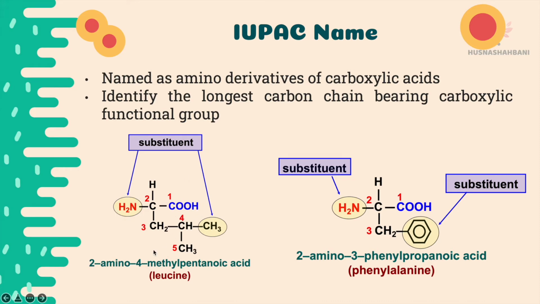So the name of this compound is 2-amino, with amino at carbon number 2, 4-methyl, with a methyl group at carbon number 4, and then pentanoic acid. There are 5 carbons in the longest chain, so pentanoic acid. This amino acid is leucine. And this one has a phenyl substituent and an amino substituent with 1 CH2. So this is phenylalanine, the name of this amino acid.